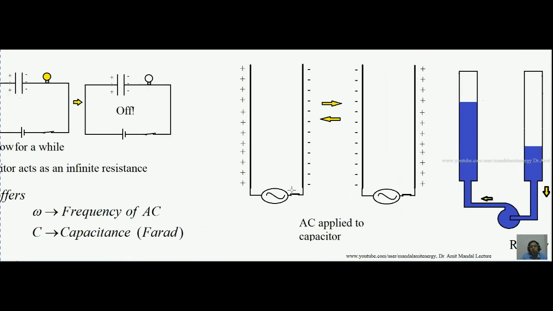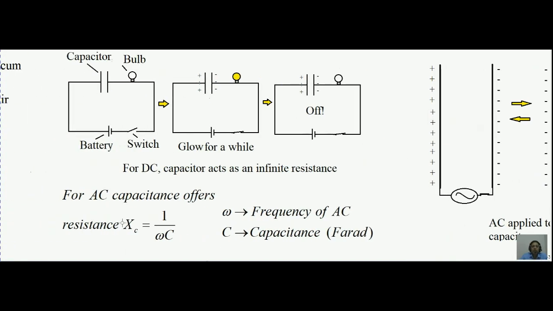Same in a capacitor also. In case I'm changing the polarity rapidly, there will always be a flow of charge. Once it is from one side to another, and another time it is from that side to the previous side, like this. Okay, so the resistance offered by a capacitor on AC is given by 1 by omega C. Omega is the frequency of AC. So you can see that it is in the denominator.